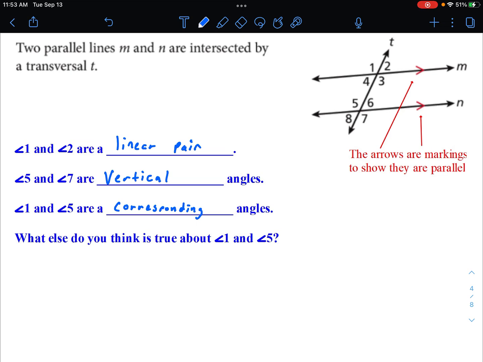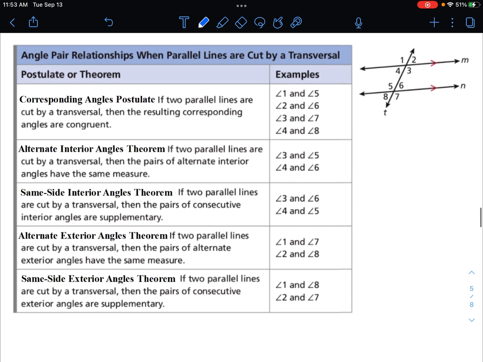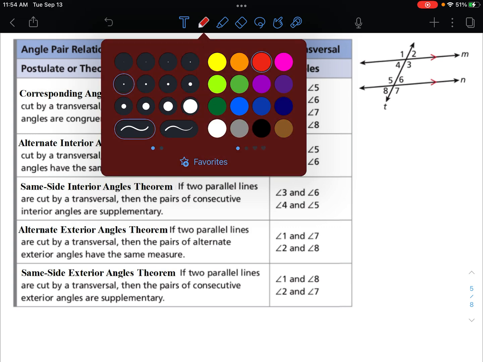They actually are congruent when they're on parallel lines, which takes us to our 5 postulates and theorems we're putting in today, which is, if you have parallel lines, and every one of these starts with if two parallel lines are cut by a transversal. Every single one starts off with that. That's our if-then statement. We've talked about that formatting, our conditional statements. So if two parallel lines are cut by a transversal, then all these things are true. And I'm going to underline the big ideas.